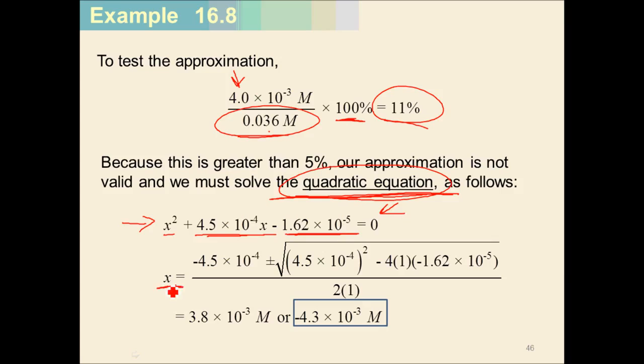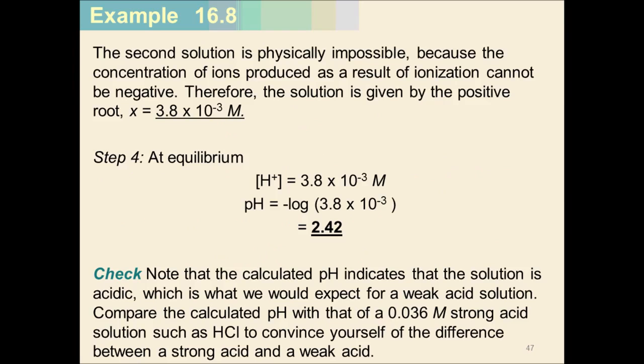So trying to solve for x, when you substitute in your a, b, and c in your quadratic equation, you would get your two values for x: 3.8 times 10 to the minus 3rd, or minus 4.3 times 10 to the minus 3rd molar. There's always two possibilities for x with the quadratic equation because of the plus minus of the square root.